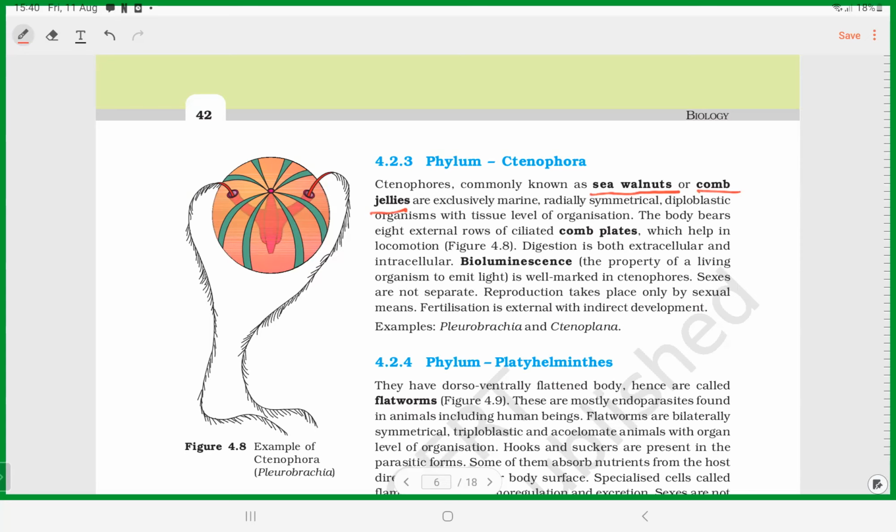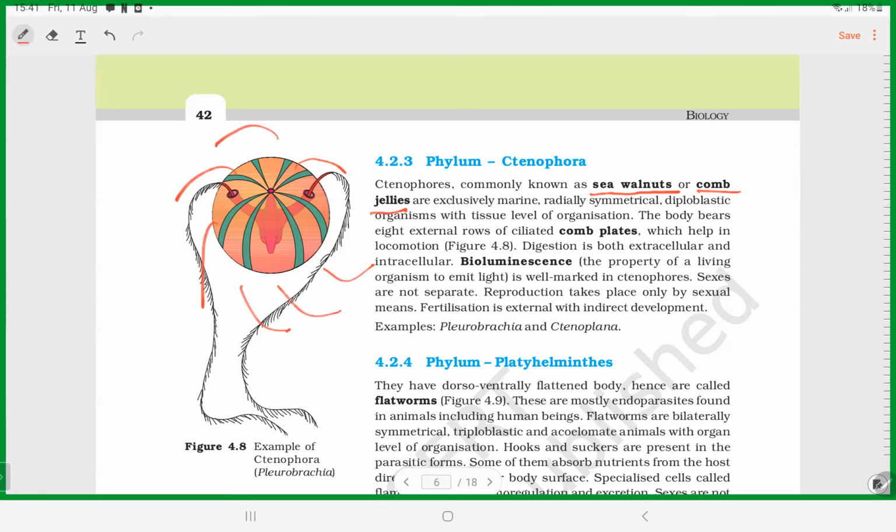Then the other terms, like radial symmetry. In any plane, if you cut, you get two equal halves. And diploblastic means they have endoderm and ectoderm, so mesoderm is not developed. So diploblastic organisms. Then look at the body pattern and the structure. You can see a basketball kind of structure.